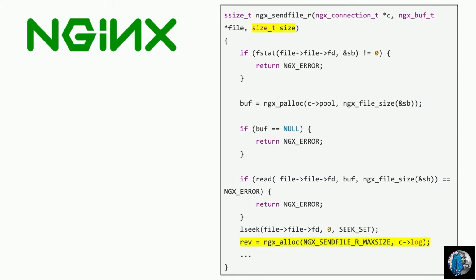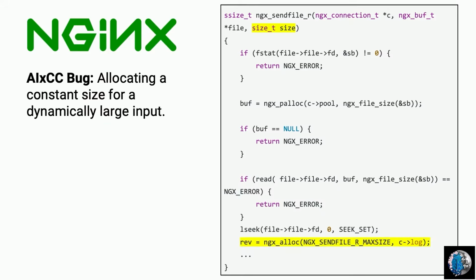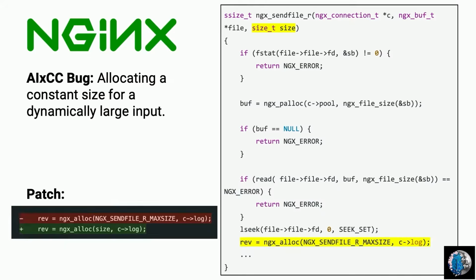There is a bug here: in the allocation, it is a constant allocation for a size which is, of course, dynamic. You could be sending a file of any size. It's allocating 100 bytes, and you can always have something bigger than 100 bytes. So that's the AIxCC bug. You're allocating a constant size for a dynamically large input. The patch is rather straightforward: take that allocator and put the size argument from the prototype at the top. You just allocate exactly for the size of whatever's coming in. Pretty straightforward.